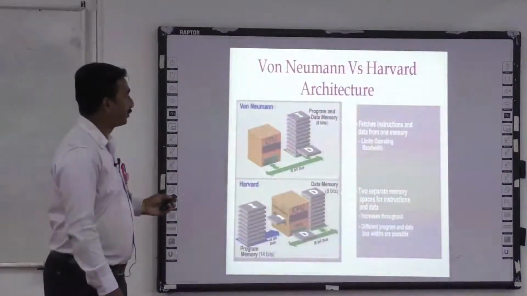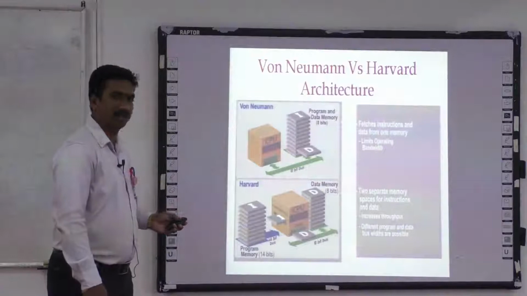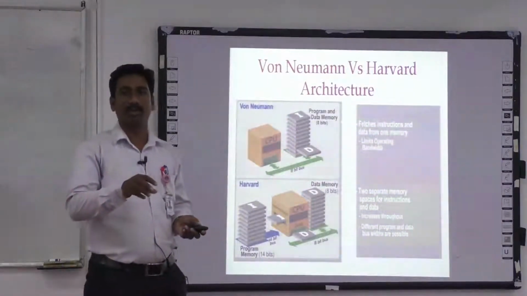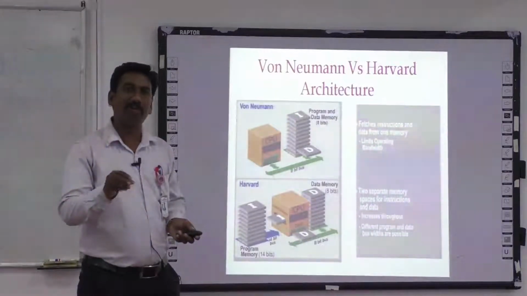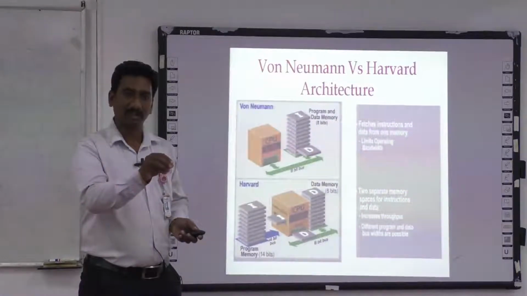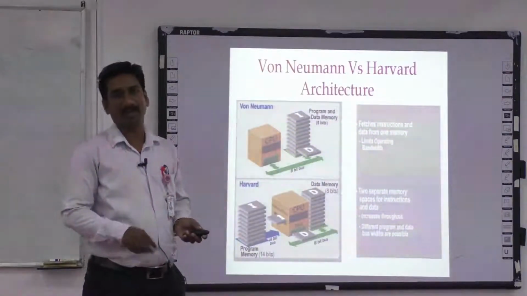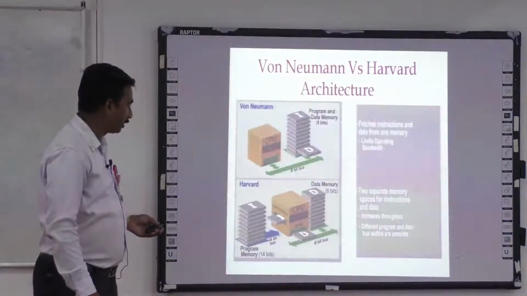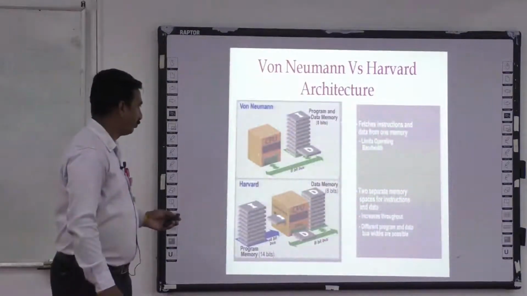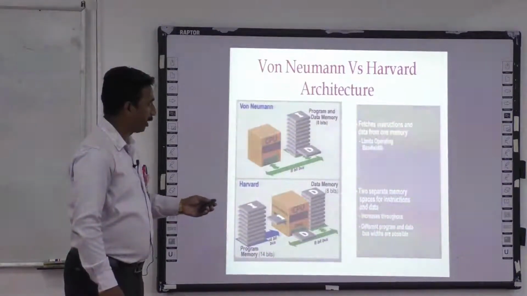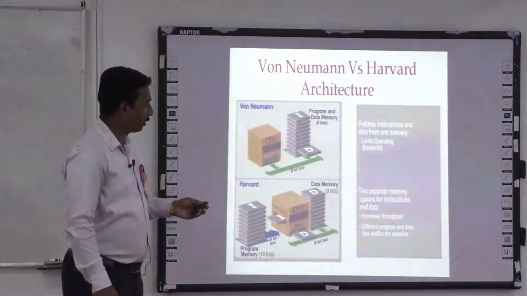Here we can see the von Neumann and Harvard architecture. This is very important because as we discuss the architecture of the microcontroller, we have to know what architecture is inbuilt for the 8051 and how it works. Basically there are two architectures: one is von Neumann, another is Harvard. In the figure we can see the CPU and the memory, program and data memory, which are the same memory. There is no separate memory for program and data.